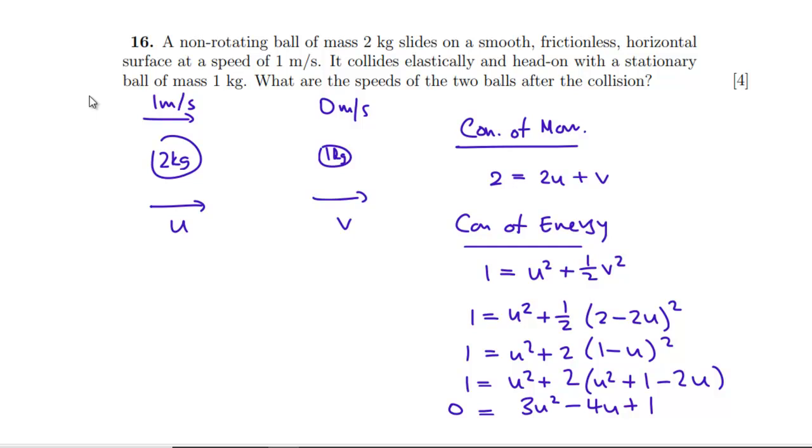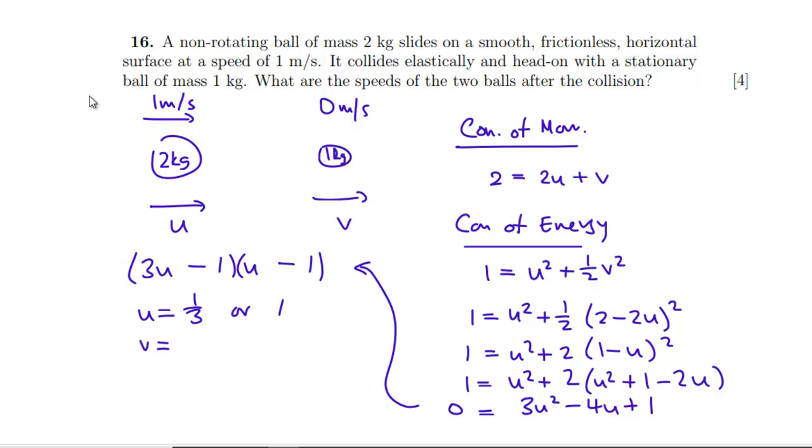Is that going to factorize? I'm sure it will. Let's assume that it will, because otherwise they wouldn't have given it to us. So it must both be minus. So we've got u equals a third or 1. If u equals 1, then v is 0. It's like they've missed each other, so it isn't going to be that one. So for u is a third, we've got v as 2 minus 2/3, which is 4 over 3. So u equals a third meters per second, v equals 4/3 meters per second.